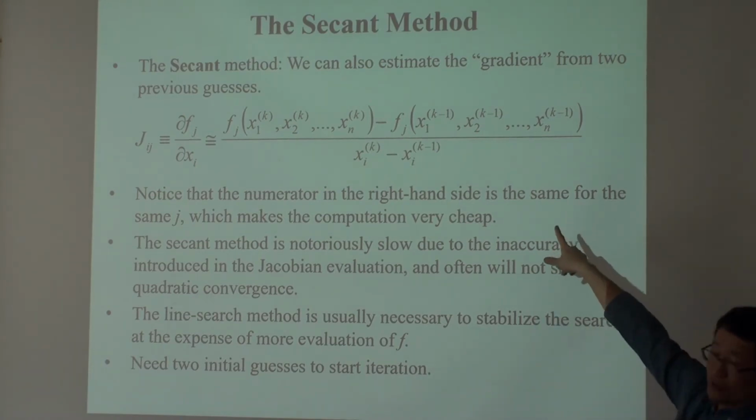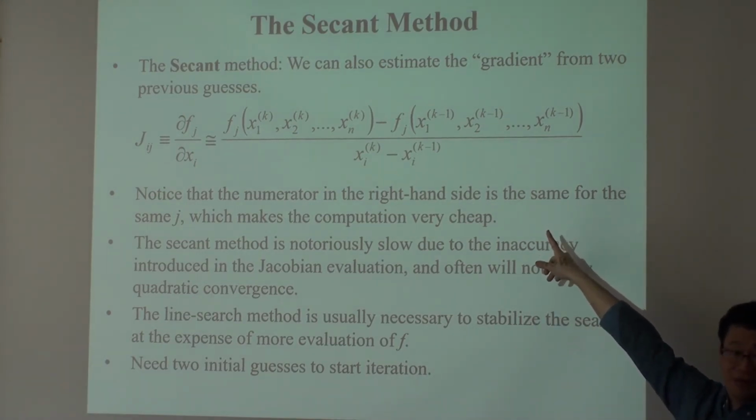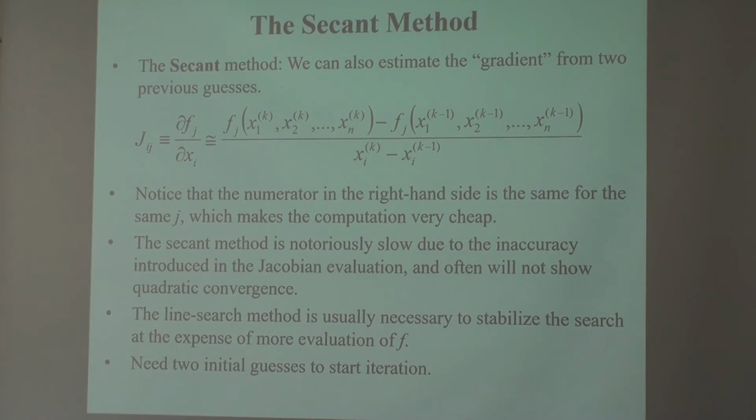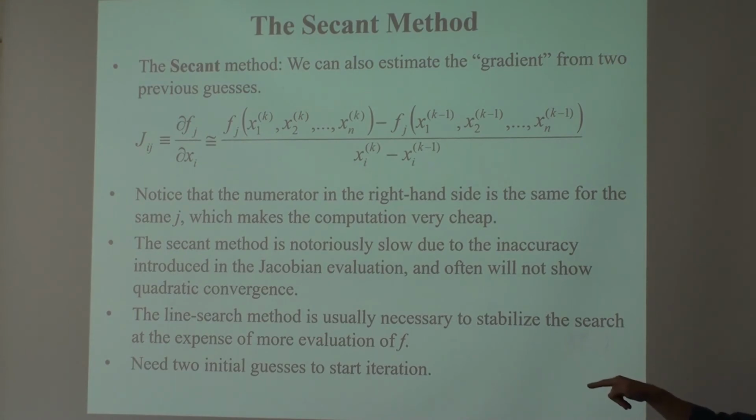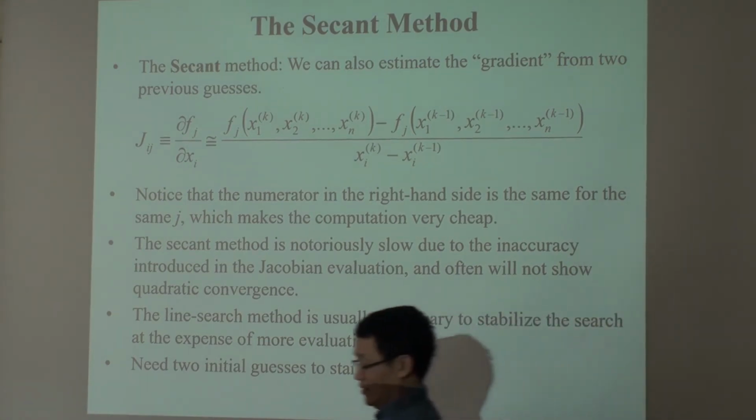So if you define your slope this way, just from two initial guesses, and use that to evaluate the direction you should search, that direction can be very bad. I have to stabilize it and use line search. Line search only asks you to evaluate f, not its derivative, so this is still doable. So this is called the secant method.